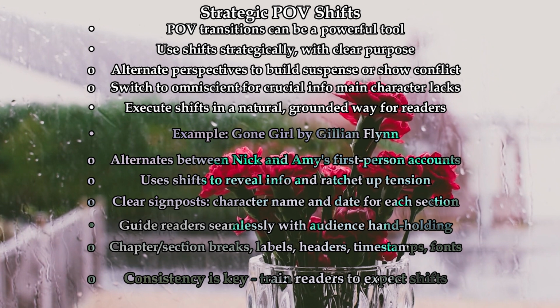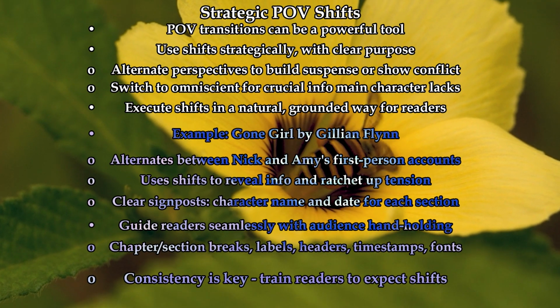Use chapter or section breaks to create a visual buffer between different perspectives. Toy with labels, headers, timestamps, even different fonts to signal whose head we're jumping into now. Consistency is key here. If you start your alternating chapters with a character name and date stamp, keep doing it throughout the entire book. Train your readers to expect those shifts, and they'll follow you anywhere.